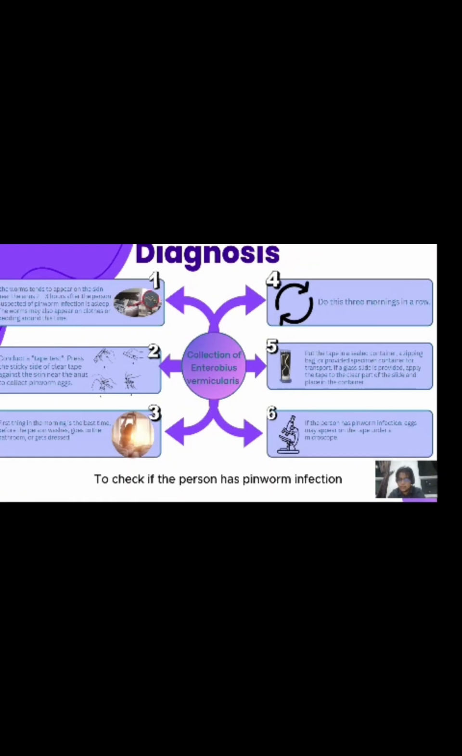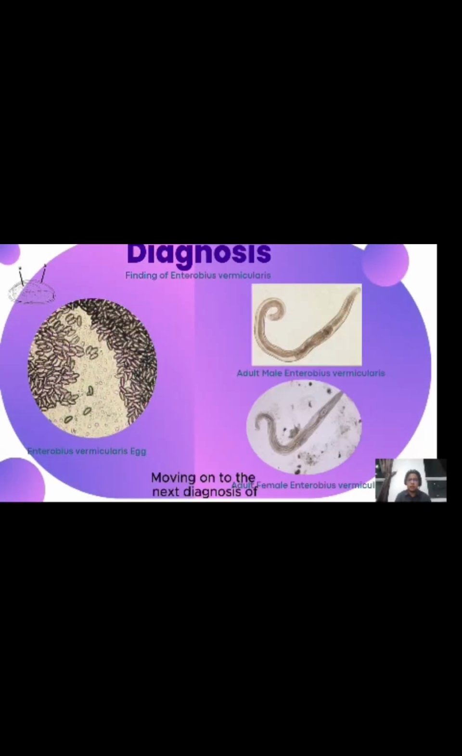Lastly, to check if the person has a pinworm infection, eggs may appear on the tape under a microscope. Moving on to the next diagnosis of finding Enterobius vermicularis under the microscope.